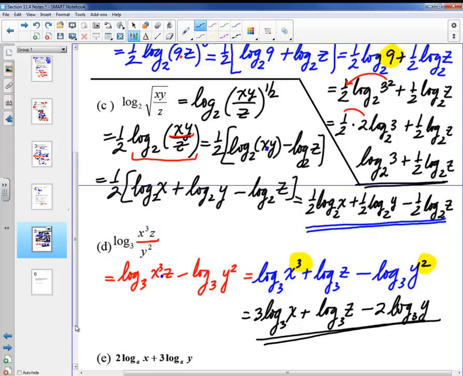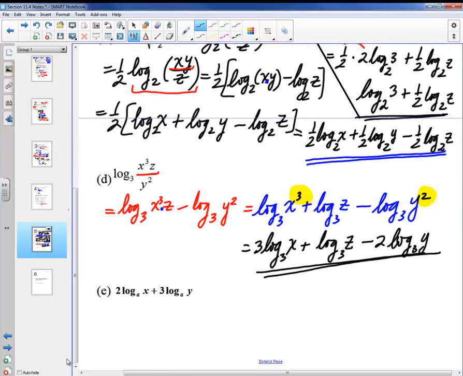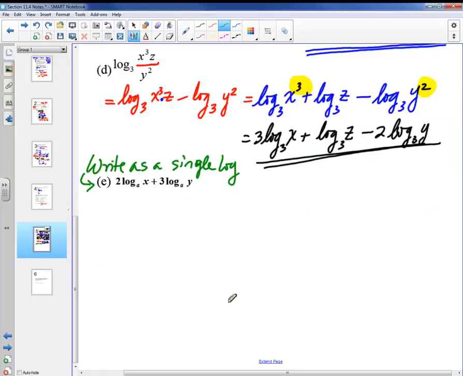Now this one here is actually a little bit misleading, because we should have some different instructions here. We should have some instructions that say write as a single log. In other words, do the opposite of what we have been doing. Because if you notice, it's already broken into 2 logs. Now we're going backwards and we're wanting to write that as a single log.